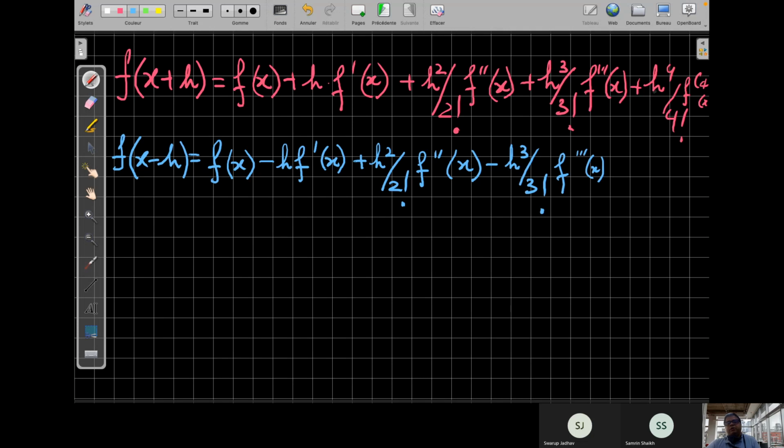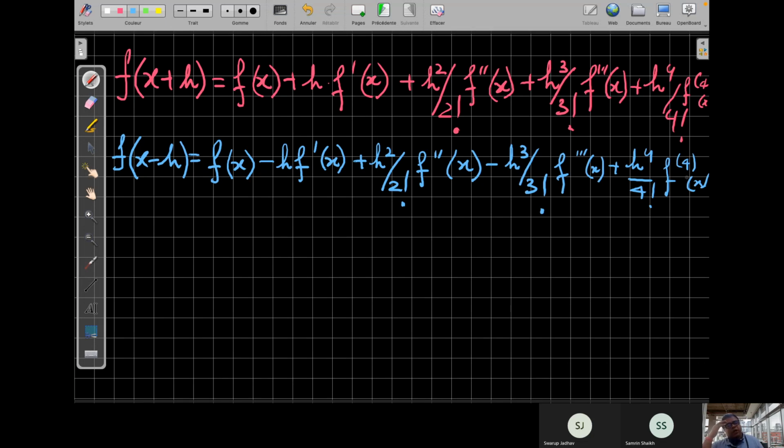And what will happen to this one? Will it be plus or minus? It will be plus. Plus, very good, very good. So it will become h to the power 4 over 4 factorial, and then you will be having the fourth derivative. All right? The fourth derivative. There's no problem there.